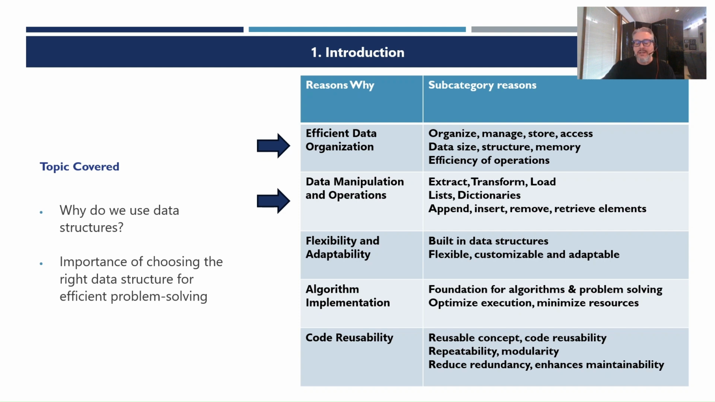Data manipulation and operations. Data structures offer various operations and methods that allow us to manipulate and transform data. For example, lists in Python provide methods for appending, inserting, removing, and accessing elements, making it convenient to work with collections of items. Similarly, dictionaries provide key-value pairs, allowing efficient retrieval and modification of data based on specific keys.